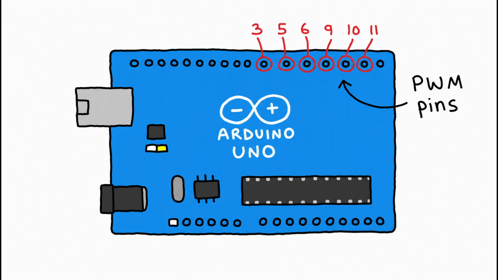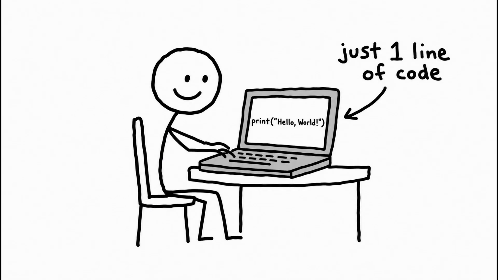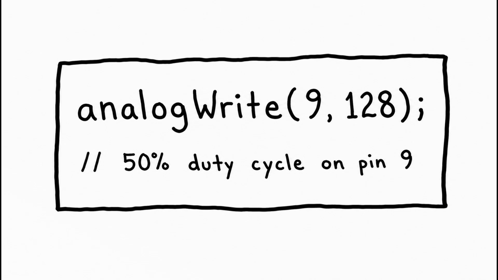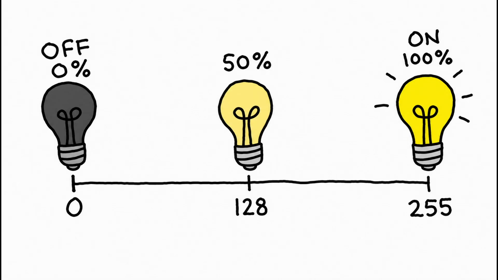On an Arduino Uno, pins 3, 5, 6, 9, 10, and 11 support PWM. You just write one line of code. The value goes from 0 to 255. 0 means always off, 0% duty cycle. 255 means always on, 100%. And 128 in the middle, about 50%.